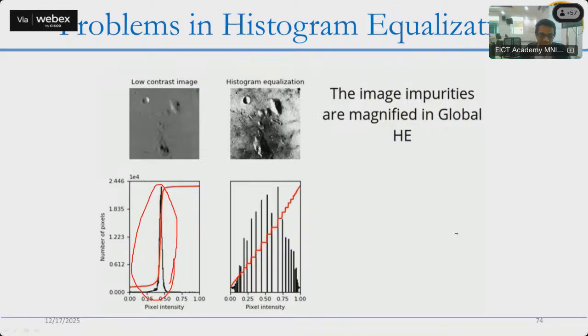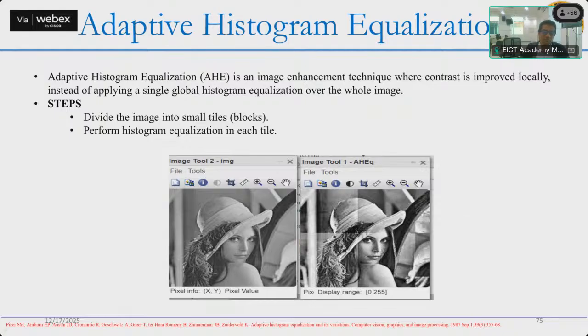So I hope you would have found the answer. Is there any technique apart from histogram equalization which can work well? Any guess? If you recall, we went through these slides yesterday. It is adaptive histogram equalization. What do we do in adaptive histogram equalization?